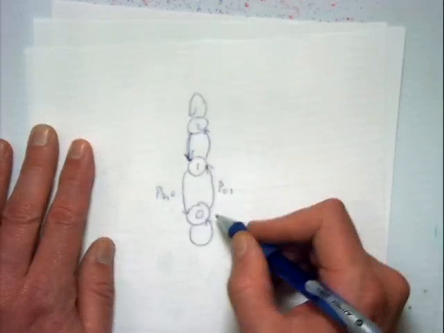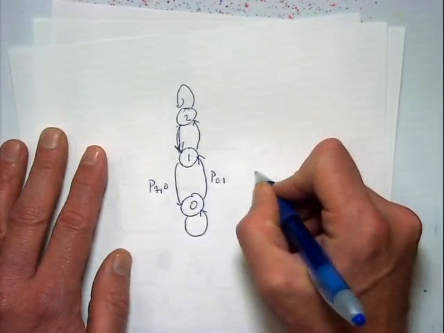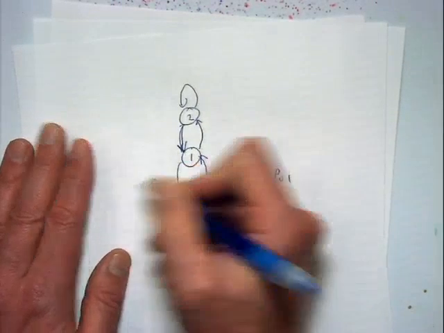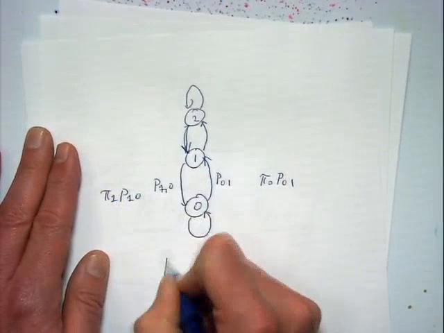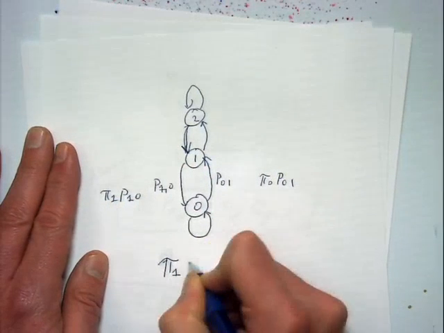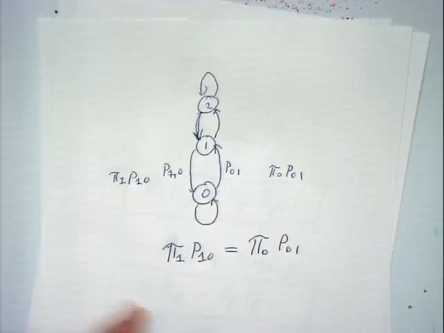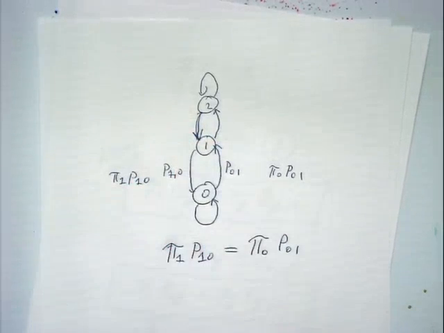So the flow rate is going to be pi 0 times P01, and the flow rate in this direction is pi 1 times P10. So if pi 1 times P10 equals pi 0 times P01, that means the rate of flow from this state to that state is equal to the rate of flow from that state to this state. If that's true, you have a balanced flow. Is that always true? No, it's not always true.